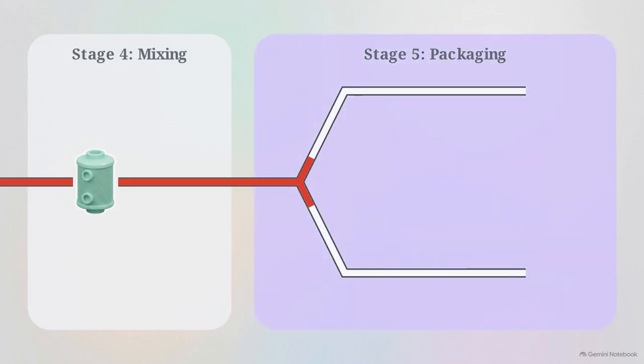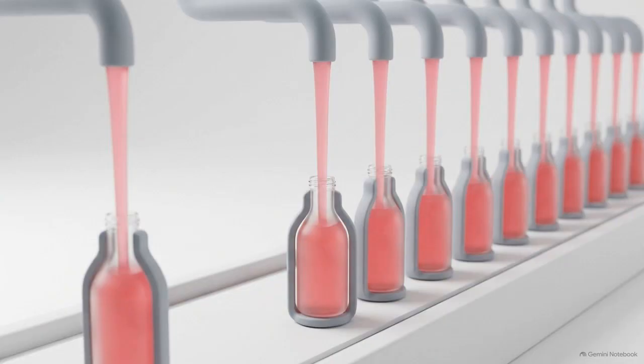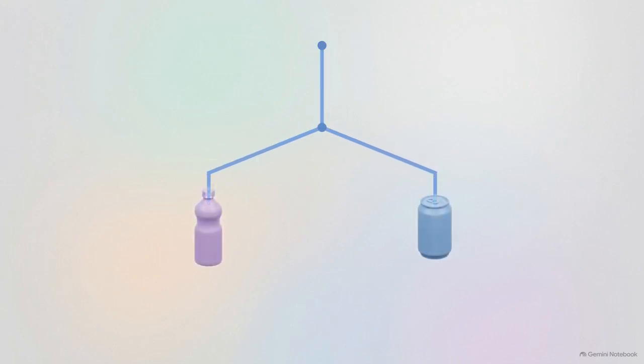At the end of the line, the production path splits into 2 separate streams. Some of the liquid is poured into glass bottles. The remainder is routed to a different line and filled into aluminum cans. This volumetric split allows the factory to produce 2 different product types from a single batch of liquid.